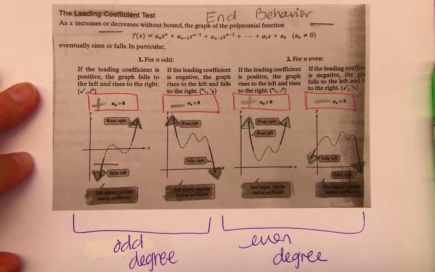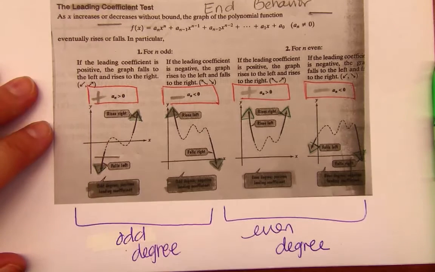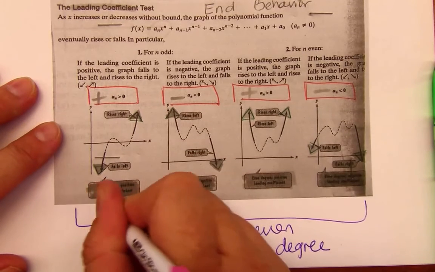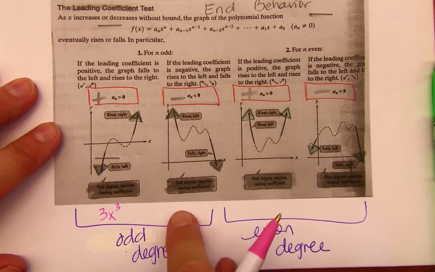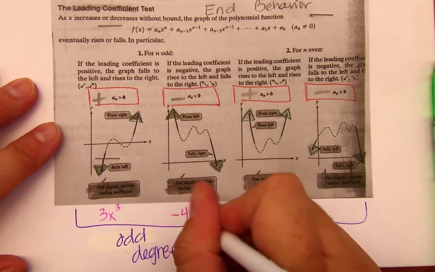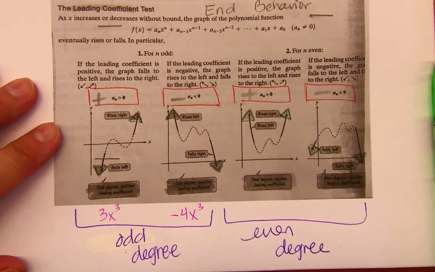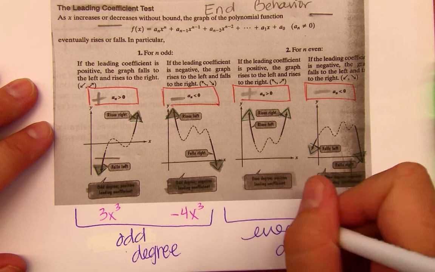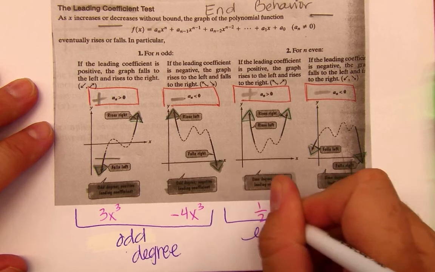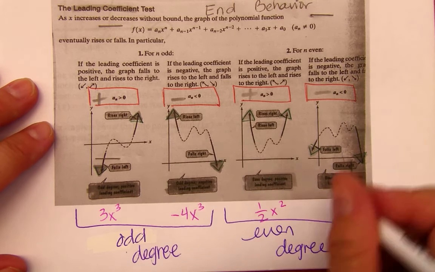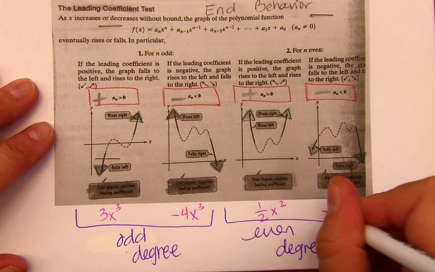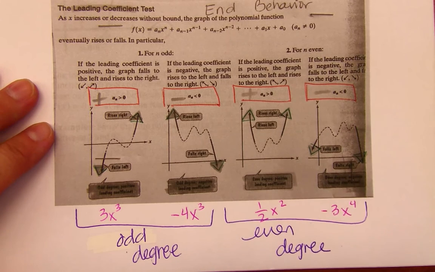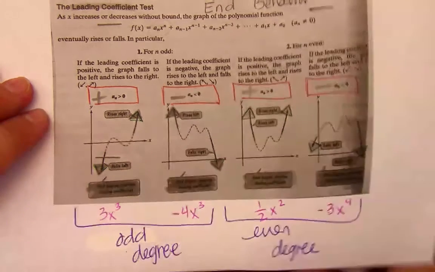Okay. Just a brief, easy example of each one of these. Something where both arrows are running in a positive direction, maybe something like 3x cubed. Something like this would maybe be negative 4x cubed. Okay. Something like this might be, we could say 1/2 x squared. Something like this could be negative 3x to the 4th power, something like that. Okay? All right, going and flipping the page.